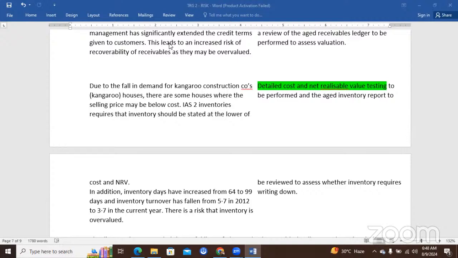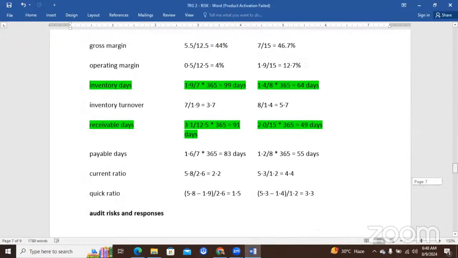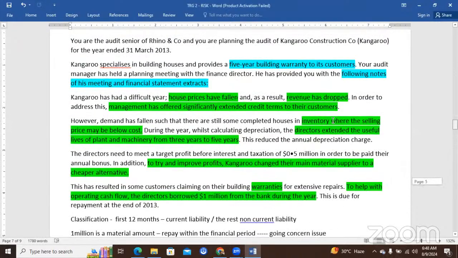Now let's move to the question again. Here, see. During the year, while calculating depreciation, the directors extended the useful life of plant and machinery from 3 years to 5 years. This reduced the annual depreciation charge. So when directors extend the useful life of the plant and machinery from 3 to 5 years, the depreciation charge will reduce. On the other side, what will happen to profit? Profit will increase.